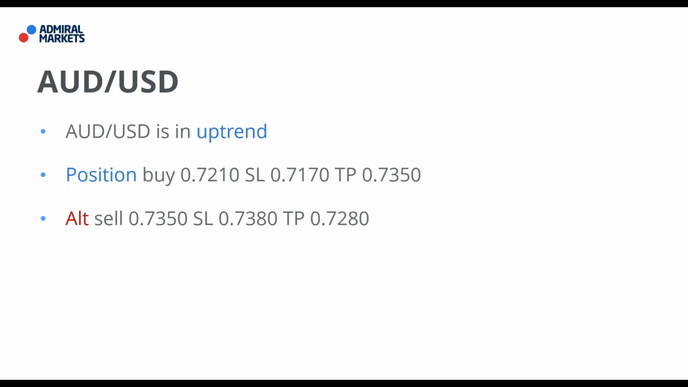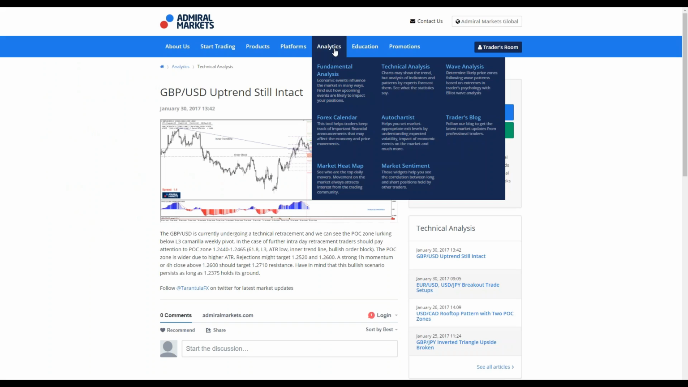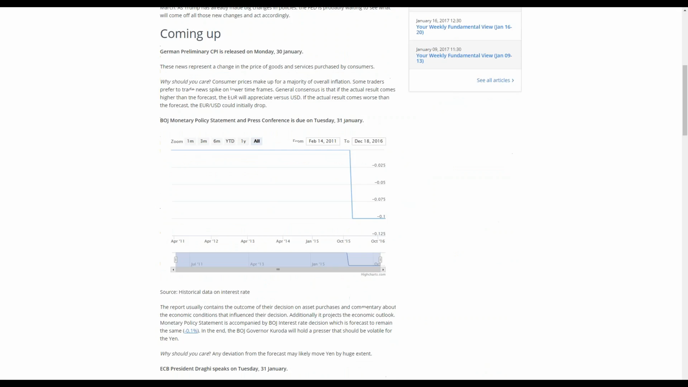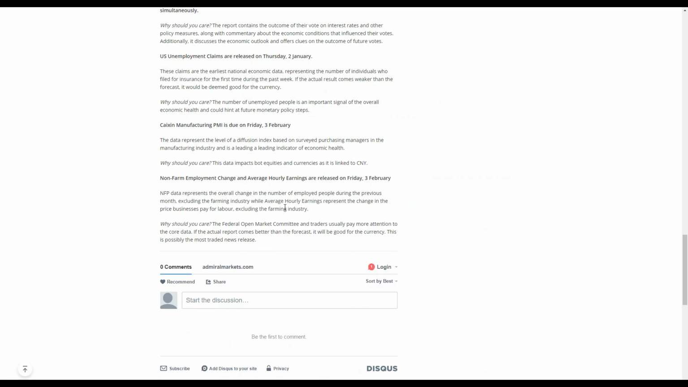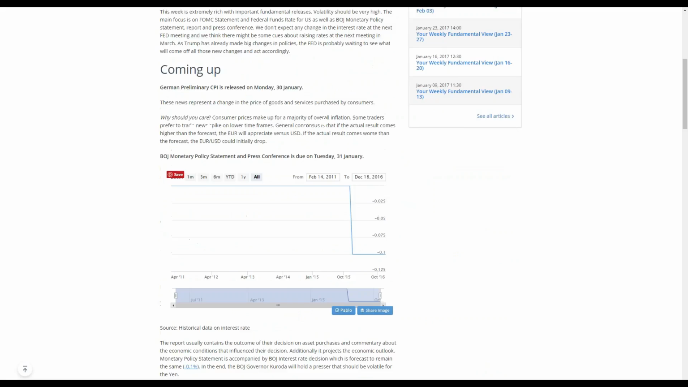And guys, if you still don't know what are the most important news releases for this week, navigate to fundamental analysis, click on your weekly fundamental view, and here you will see what are the most important news releases or events for this week. So here you can read about it.